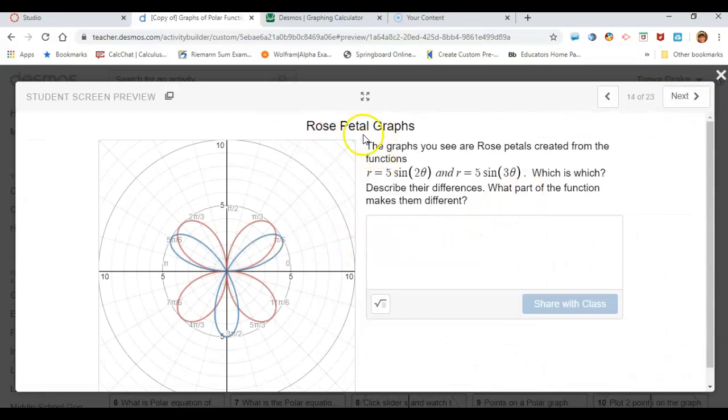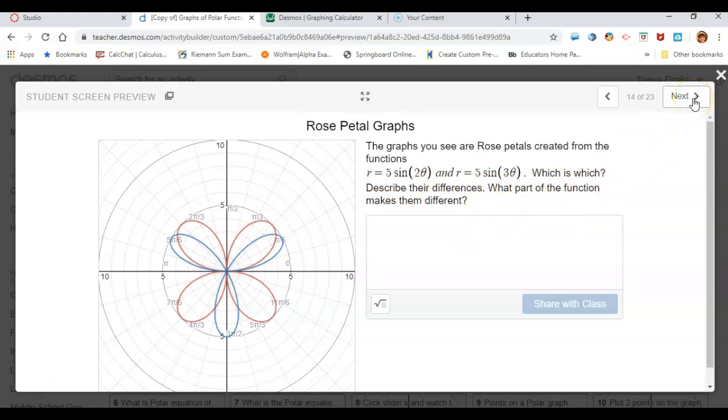All right. The rose petal graph, of course, is a sine graph. And we have a 5 sine, and then there's 2 theta. What does the 5 do? What does the 2 do? What does the 5 do, and what does the 3 do? So my question to them is, which is which? Which one is the blue graph? Which one is the red graph? And describe their differences. What part of the function makes them different?